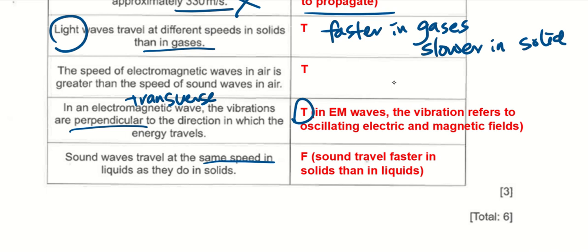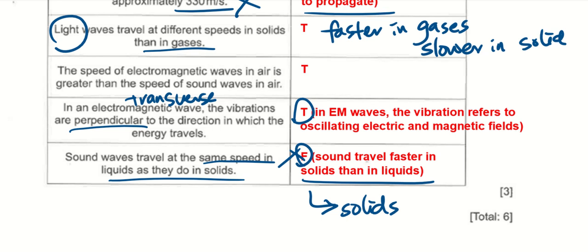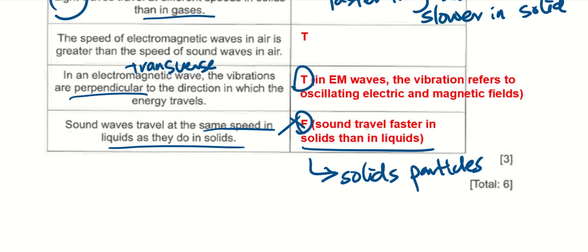Sound waves travel at the same speed in liquids as they do in solid. This is false. Sound travels faster in solids than in liquids. Do you know the explanation? You have to say the solid particles are closer together, so it is easier to pass on the energy by collision. They are closer.